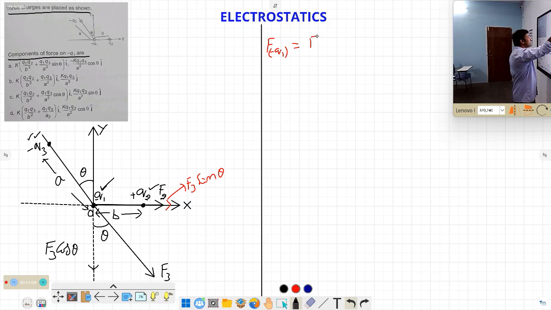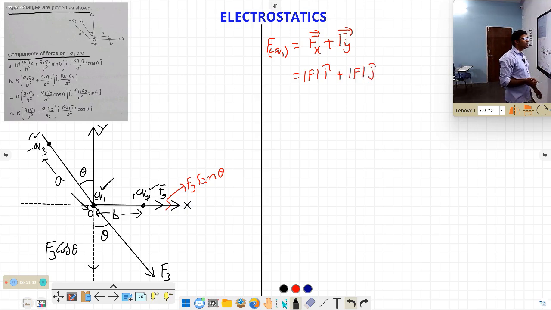This is the component-based form, meaning Fx, the force along the x-axis, in terms of Fx i cap. We can write the force as Fx plus Fy, where Fx and Fy are called components, that is, in terms of magnitude F into i cap plus magnitude F into j cap. So here, what is Fx along the x-axis?